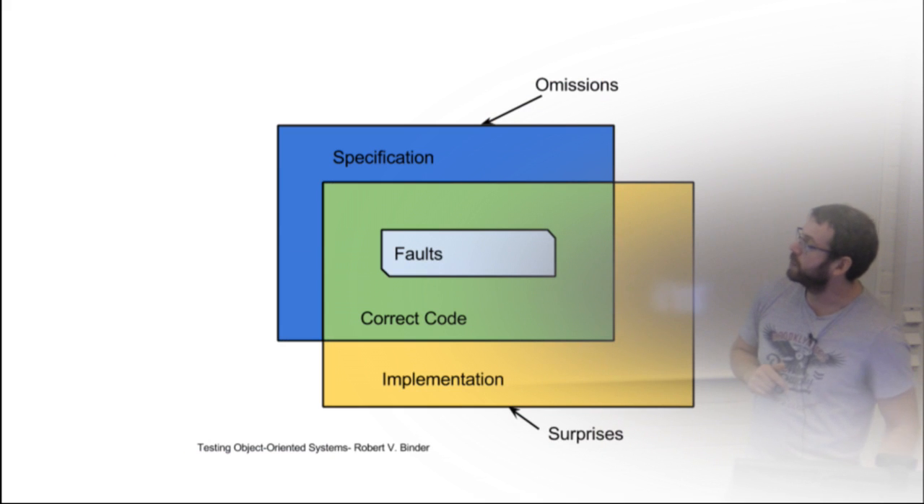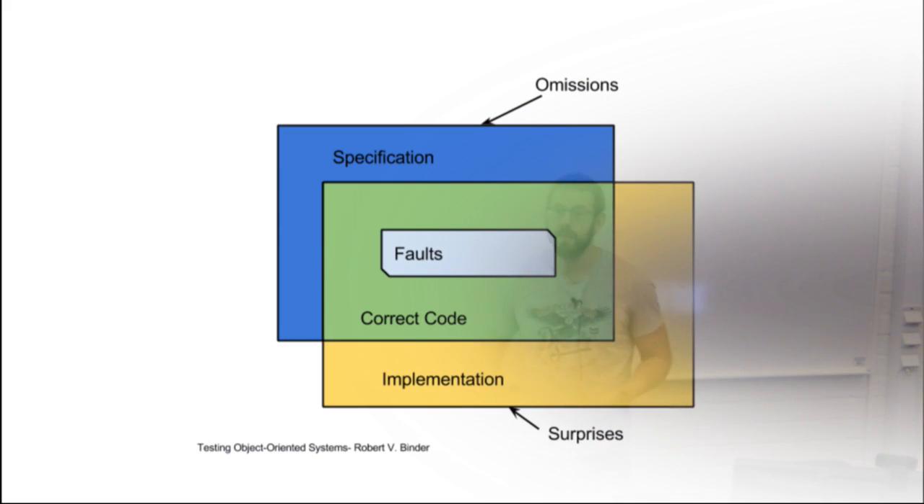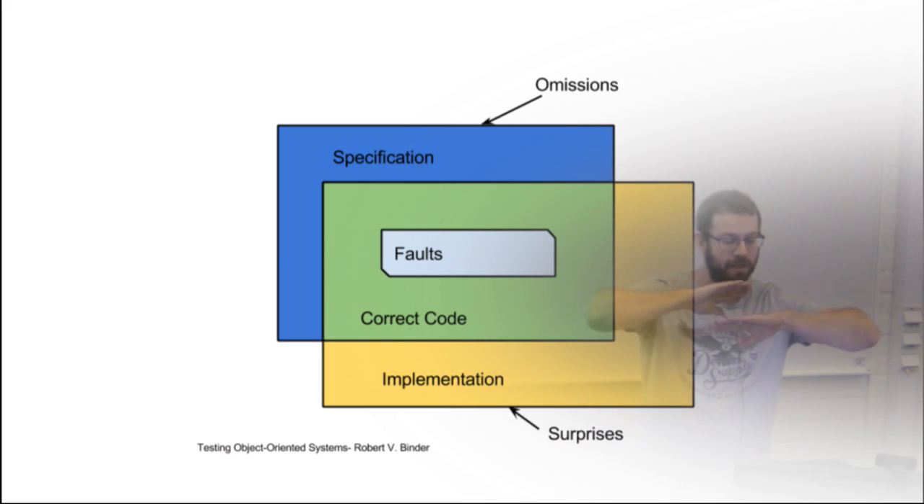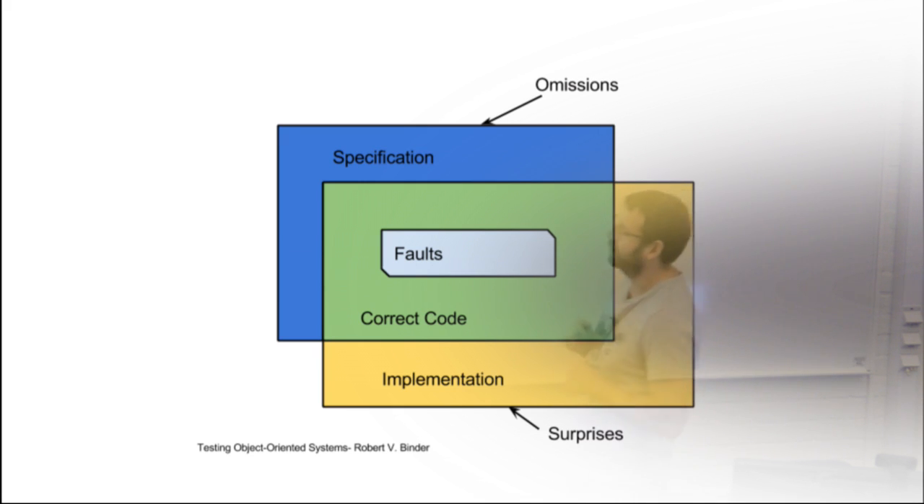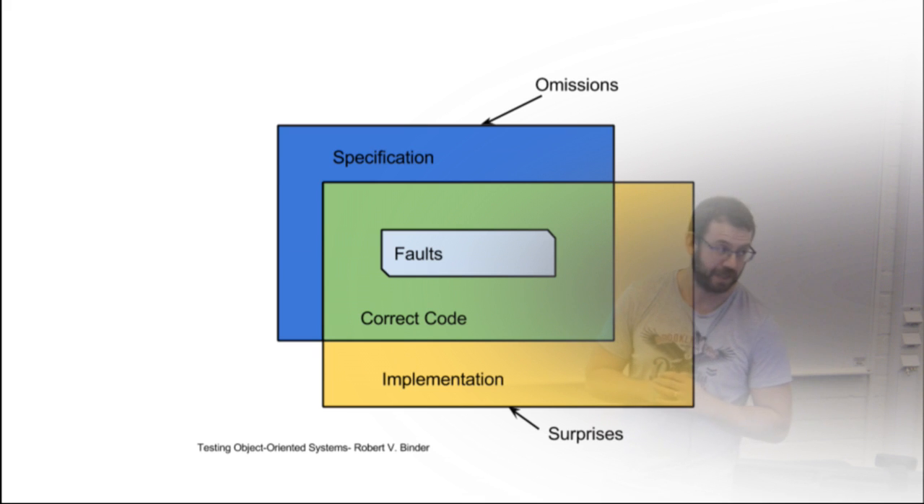Okay, so if we have a specification and we have an implementation and we put those over each other, we can say that the green area is the part of the specification that we've implemented, and that is the correct code, and a part of that contains the problems, the faults. The implementation is often larger than the specification because we add other things.